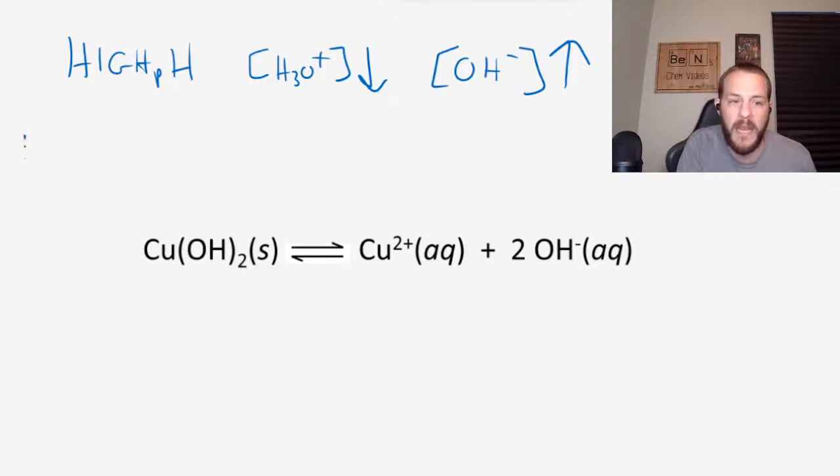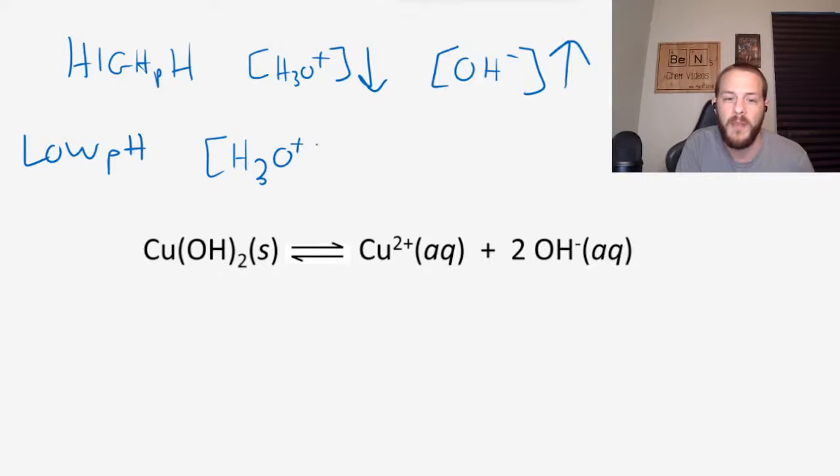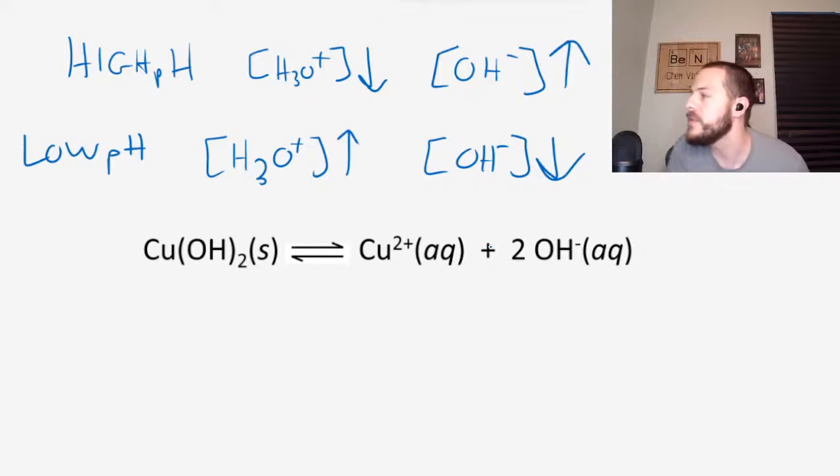Now, if you have a low pH, then it's the opposite, right? The concentration of hydronium is high, and the concentration of hydroxide is low. Now imagine the scenario in which we have a high pH. A high pH means we have a solution that has a large concentration of hydroxide ion.